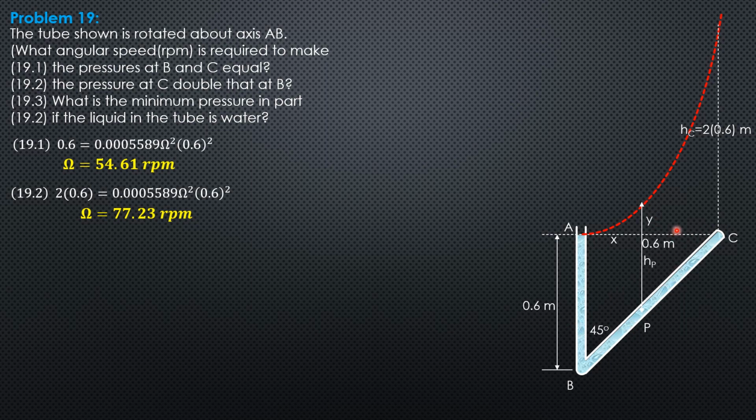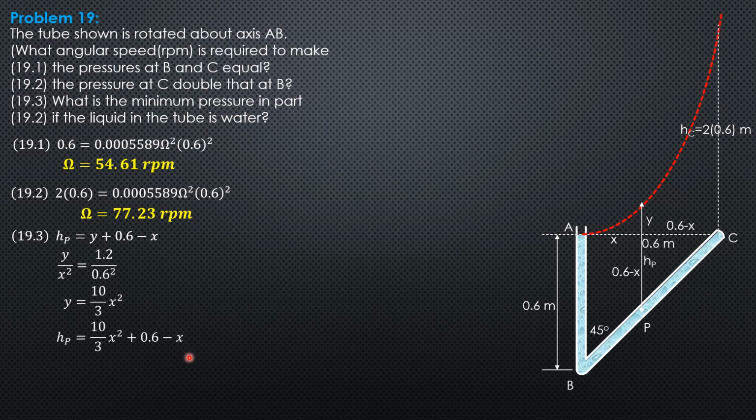Since this is 45 degrees and this is 0.6 minus X, this distance is also 0.6 minus X. So HP, from the figure, is Y plus 0.6 minus X. Let's minimize HP for pressure at P to be minimum. Expressing Y in terms of X by the squared property of parabola, Y over X squared equals 1.2 over 0.6 squared, which is 2 times 0.6 over 0.6 squared. So Y is therefore 10/3 of X squared. Substitute into HP: 10/3 X squared plus 0.6 minus X.